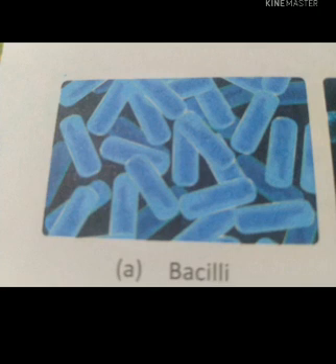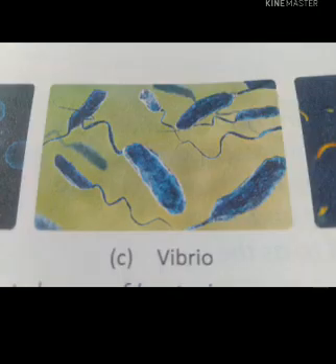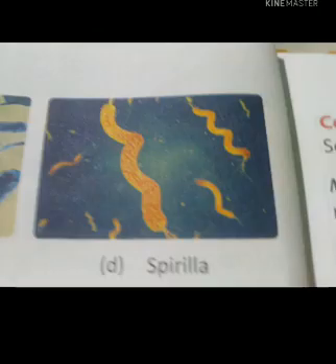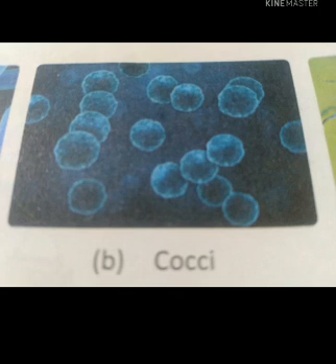Rod-shaped bacteria are called bacilli, B-A-C-I-L-L-I. Spherical-shaped bacteria are called cocci, C-O-C-C-I. Comma-shaped bacteria are called vibrio, V-I-B-R-I-O. And spiral-shaped bacteria are called spirilla, S-P-I-R-I-L-L-A. Names of some bacteria: Lactobacillus, which is rod-shaped, and Streptococcus, which is spherical-shaped.